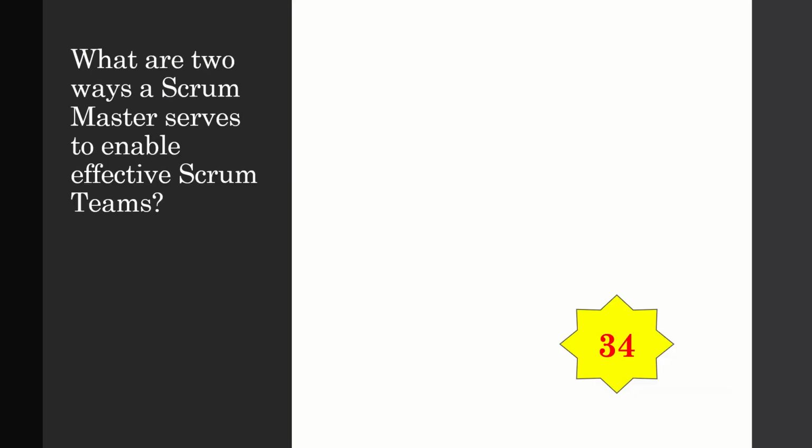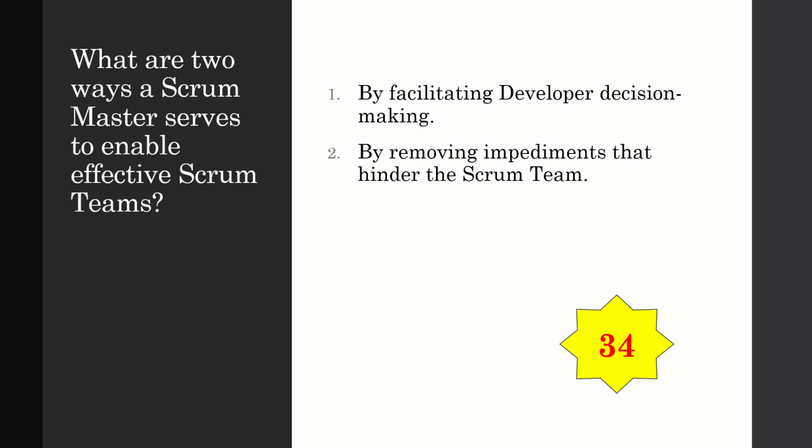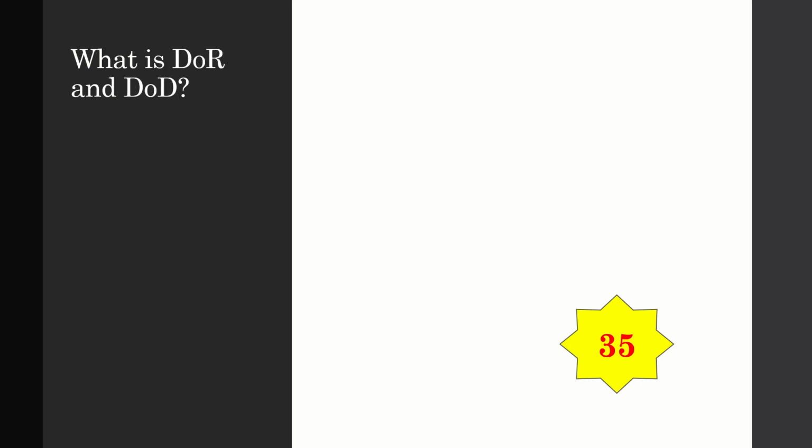What are the two ways a Scrum Master serves to enable effective Scrum teams? One, by facilitating developer decision making. Two, by removing impediments that hinder the Scrum team.